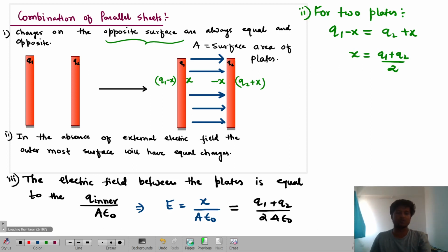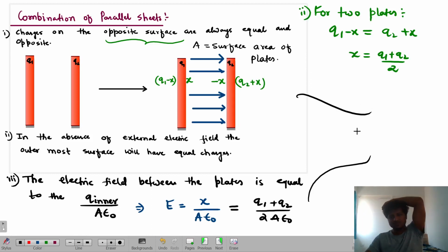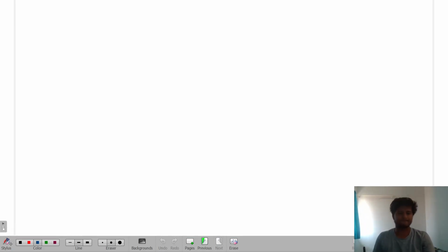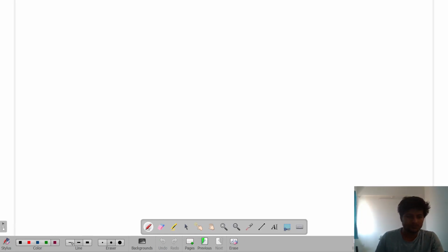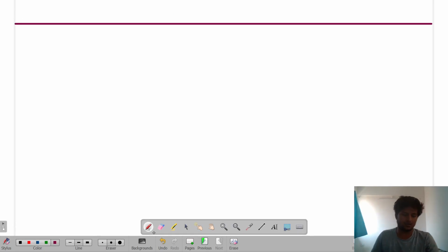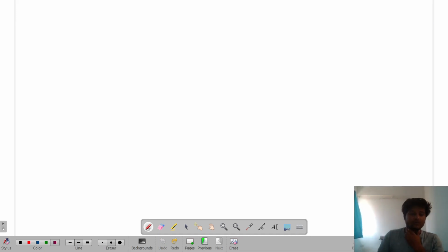Okay. So let us do one question. This was all about your plates, quite a lot, and this only is converted as a capacitor. Got the idea? Okay, we were going to do some questions now.